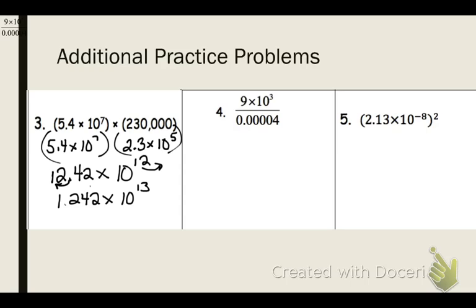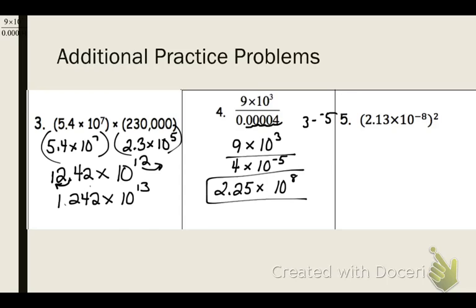Number 4, again I'm choosing scientific notation. You could switch it to standard if that's your preference. So the bottom would be 4 times 10 to the -5th, because I had to move it 1, 2, 3, 4, 5 places in the negative direction. So 9 divided by 4 is 2.25 times, keep my base, take my top exponent minus my bottom exponent. So 3 minus -5 is +8. And there it is in scientific notation.